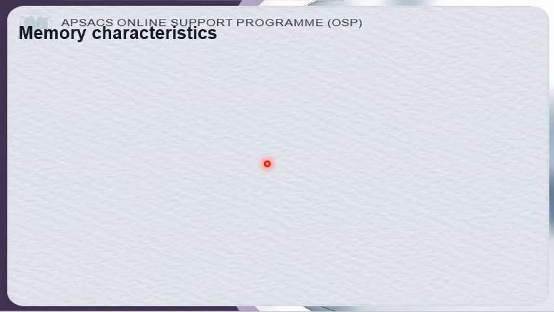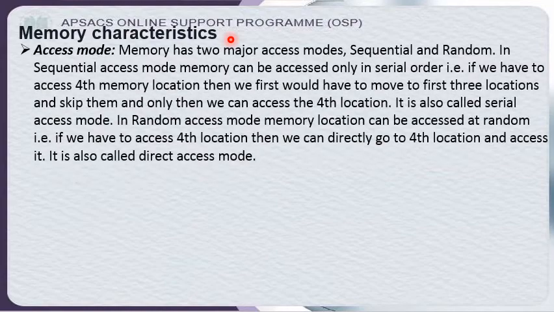So let's discuss memory characteristics. Before starting the memory characteristics, you have to know how we distinguish different memories depending on some characteristics. If you know these characteristics, you can say that this one is better, or this one is good, or this one is worse, or this one is the older one. So what are those characteristics? Let's discuss the first one. The first one is access mode.